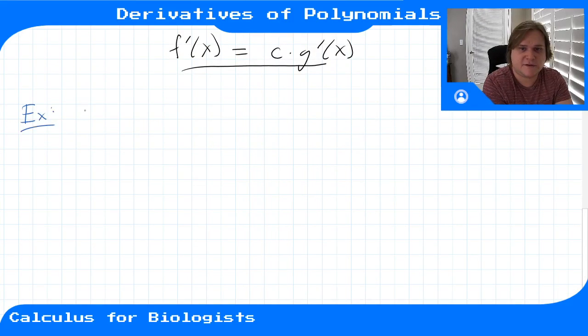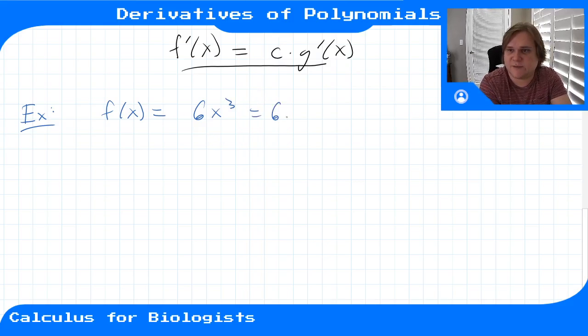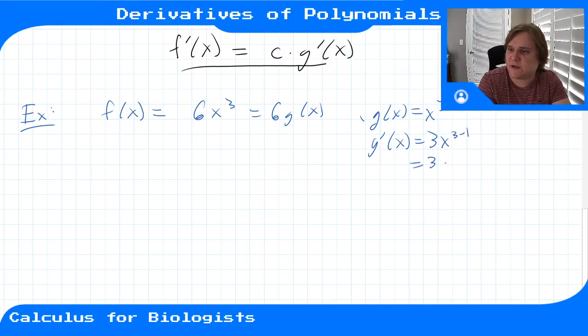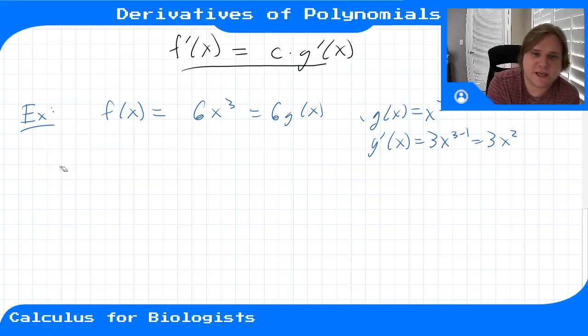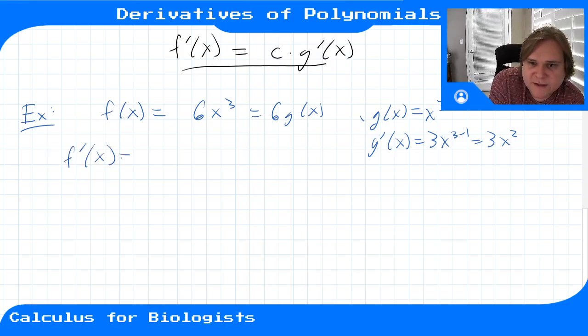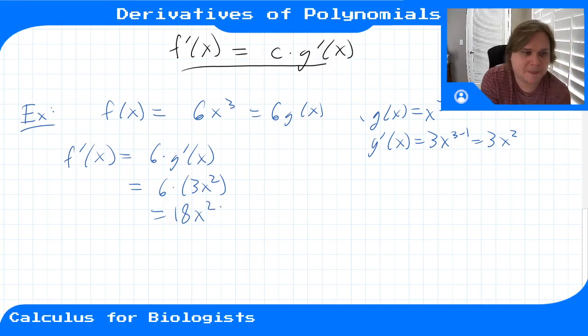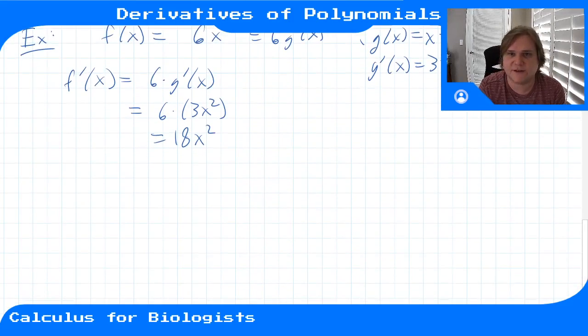Okay. I have f of x equals 6x cubed. Well, that's 6 times g of x, where g of x is equal to x cubed. And we know from the power rule that g prime of x is 3x squared. Okay, 3x to the 1, which gives me 3x squared. Then if we take the derivative of f, f prime of x is going to be 6 times g prime of x, which gives us 6 times 3x squared, or 18x squared. Okay? That's just using the constant product rule.